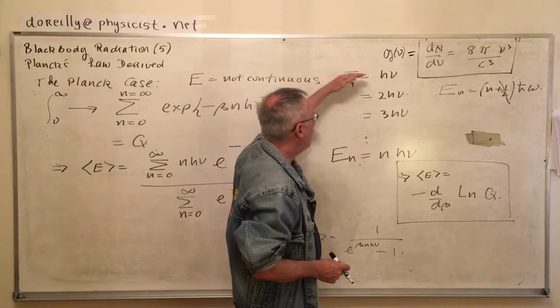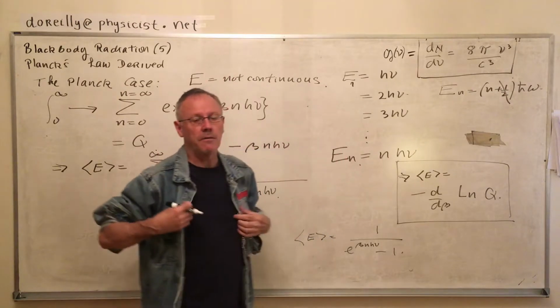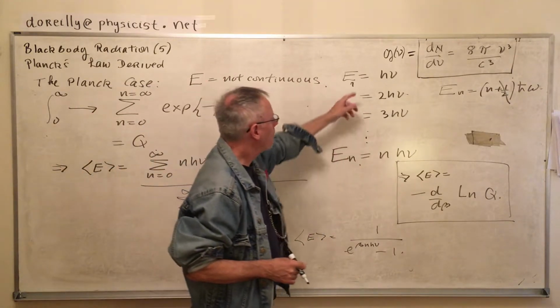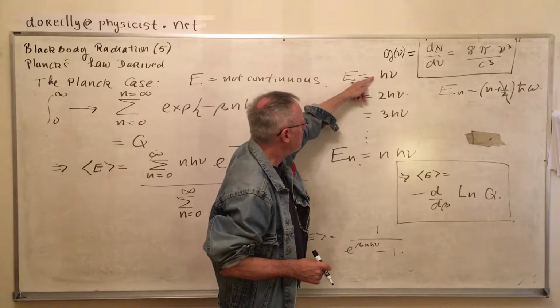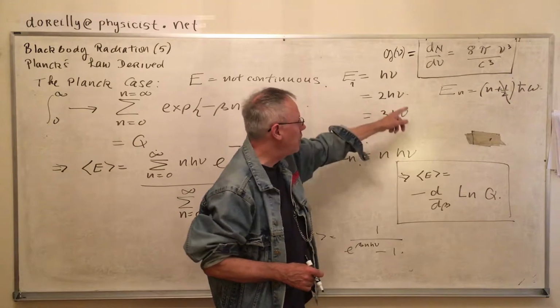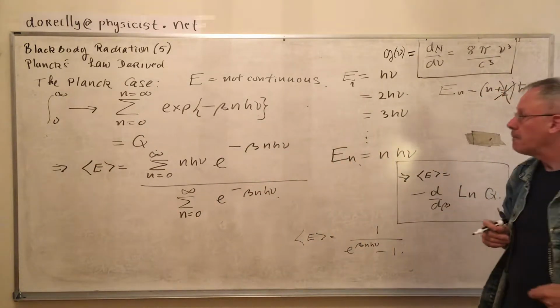Planck assumed that we have harmonic oscillators lining the walls of the cavity radiator, and they generate waves of energy integral numbers of h nu, 1 h nu, 2 h nu, 3 h nu. Nowadays we know it's n plus a half h nu, but that half wasn't known in that particular time.